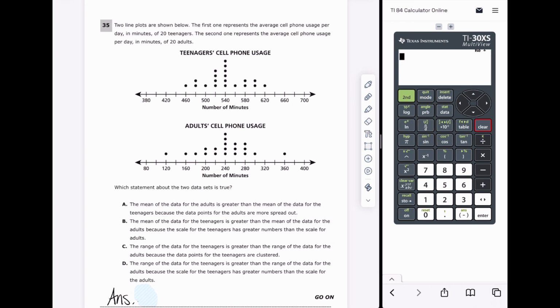Okay, let's look at 35. It's another stats problem. I can see a lot of dots here. And the answer for this one is B. All right, let's jump into it and break this one down. Whew, this one feels like a doozy. Two line plots are shown below. The first one represents the average cell phone usage per day in minutes of 20 teenagers. The second one represents the average cell phone usage per day in minutes for 20 adults. Which statement about the data sets is true?